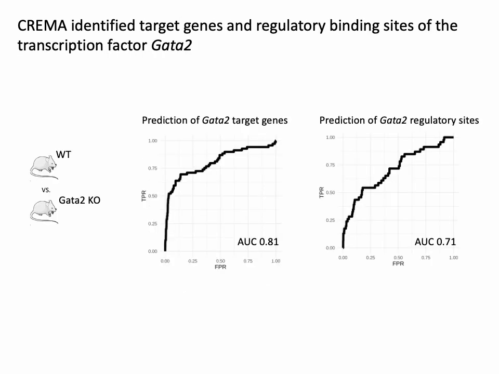We also want to directly validate some of CREMA's findings, and here is one example. We pulled out CREMA's identification of target genes regulated by the TF GATA2 and the regulatory regions that GATA2 is likely to bind to. We then compared mice with GATA2 knockout to wild-type mice and used the differentially expressed genes and differentially accessible peaks to check CREMA's predictions for GATA2. We found that CREMA successfully identified target genes and regulatory sites of the transcription factor GATA2.